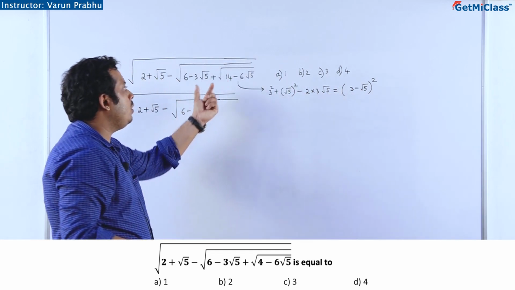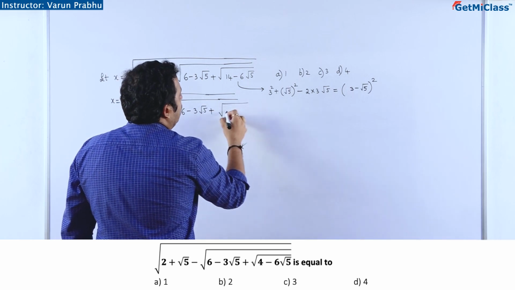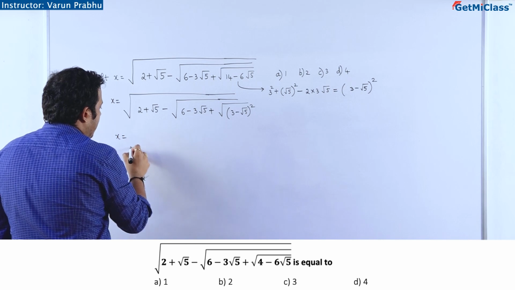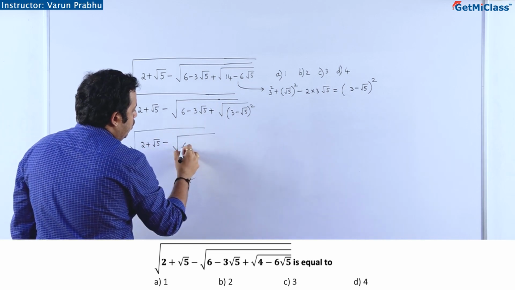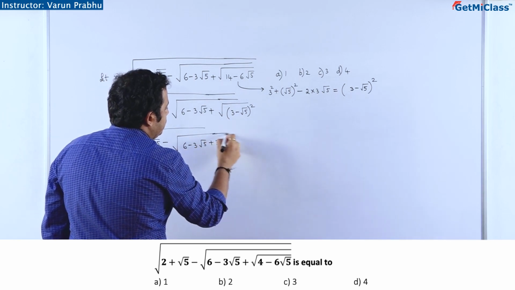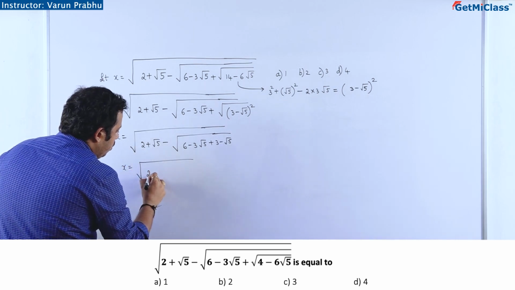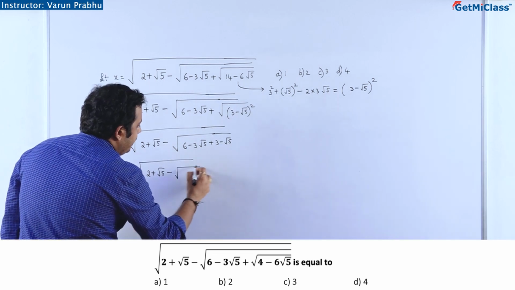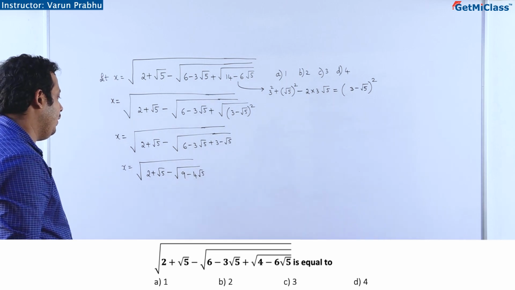Completion of square. Without completing the square, the square root will not get cancelled. So I can say plus square root of 3 minus root 5 the whole square. So your answer here for x will be equal to the whole root of 2 plus root 5 minus the whole root of 6 minus 3 root 5 plus 3 minus root 5, correct? So x is equal to the whole root of 2 plus root 5 minus 6 plus 3, which will be 9 minus 4 root 5.